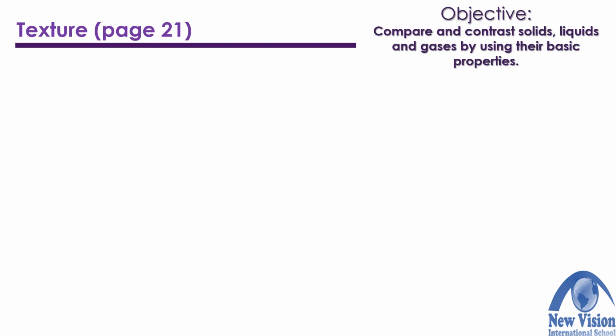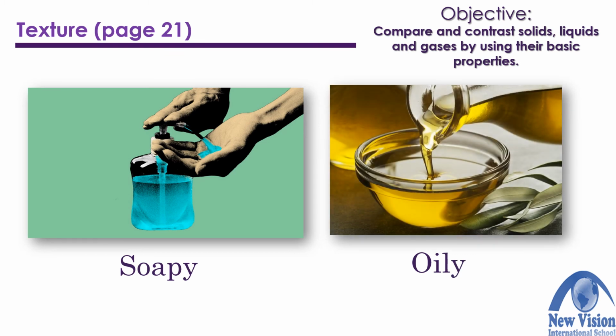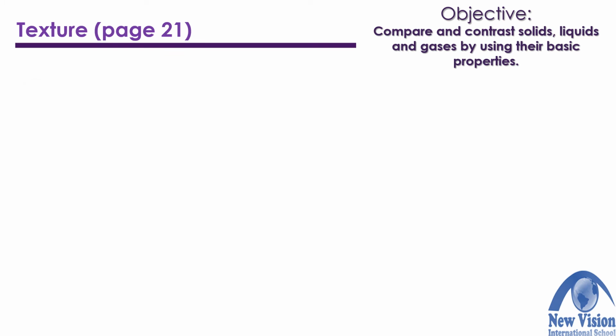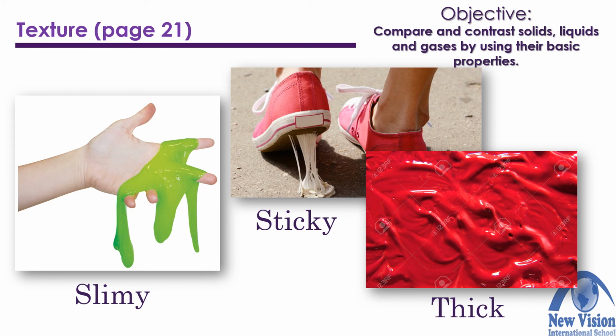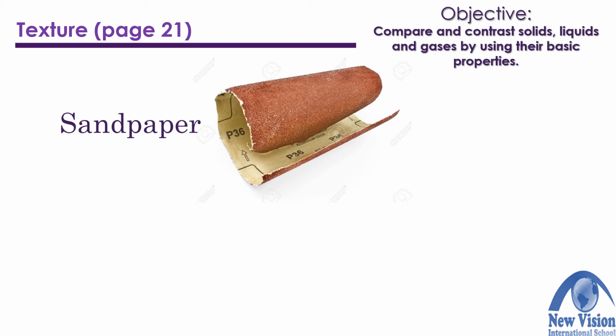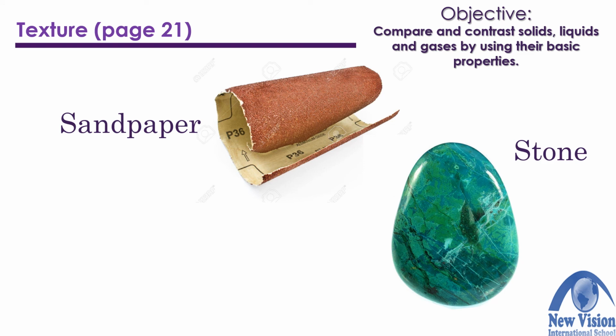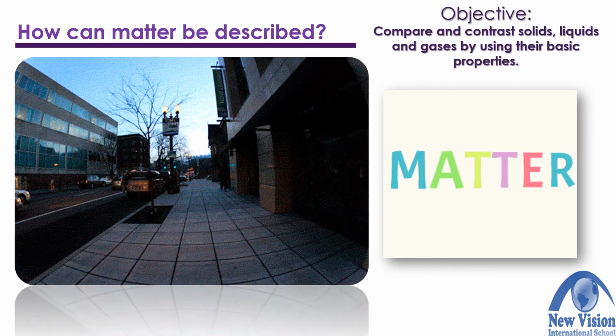You can also feel the texture of a liquid by rubbing a drop between two fingers. A drop of shampoo may feel soapy. A drop of oil will feel oily. Other liquids may feel slimy, sticky, or thick, just like this paint. The rough texture of sandpaper can scratch other materials. Many stones can be polished to give them a very smooth texture. Liquid soap feels slippery. That is how we can describe matter.